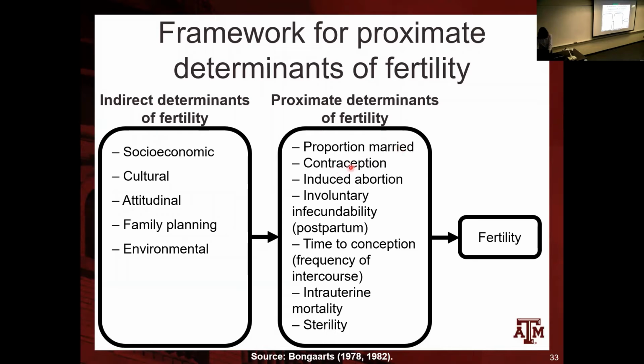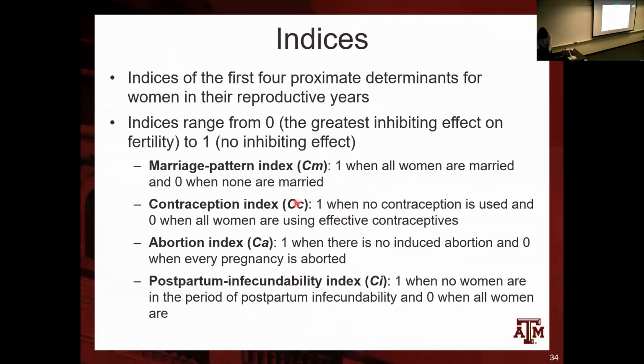Marriage, contraception, abortion, and involuntary infecundability. He proposes these 4 indices, right? And so he proposes indices of the first 4 proximate determinants for women between 15 and 49. So you try to collect this information for women between 15 and 49. And these indices range from 0 to 1.